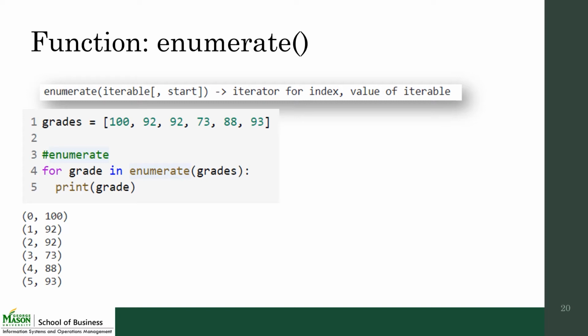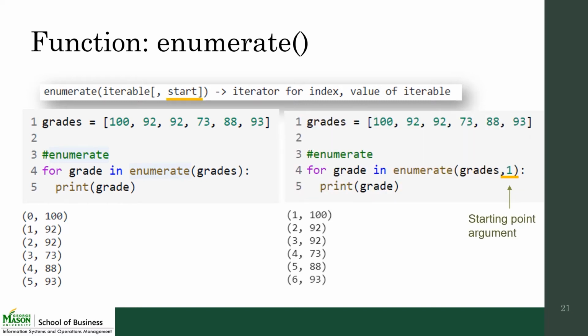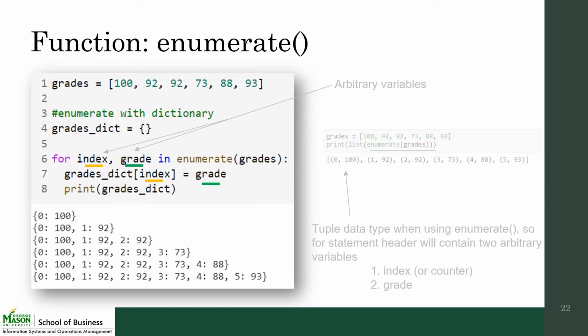The first value of the tuple is the index from the enumerate function, and is followed by a second value, which is an element coming from the list. Here's another example of a similar for statement, but the header of this for statement on the right contains a starting point argument. In this example, the for clause contains a header with 2 arbitrary variables, one for the enumerate counter and the other one for the element in the list.